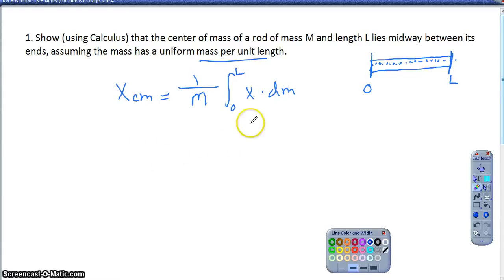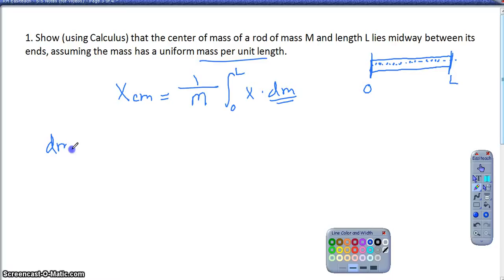So then the question is, how does this work? Because if I try to integrate it, right now the problem is I'm trying to integrate x with respect to dm, and that obviously doesn't really fly. And so this is where the trick to these questions comes in.